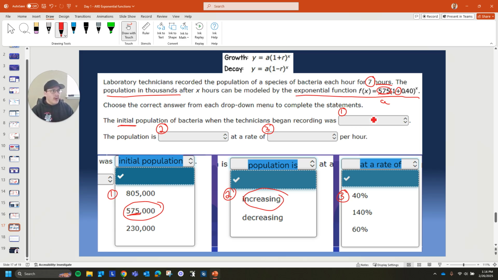But what is the rate? Well, that rate is the r value right here, 0.40, but that's in decimal form. You can probably guess what this is going to be, but the rate should be 40%. However, let's say you don't know what it is. Well, the rate is just the number that's added to the 1, the 0.40. To change that into its percentage form, you take 0.40 and either multiply by 100, or move the decimal point to the right twice for the shortcut. And either way, the percentage rate is 40%.